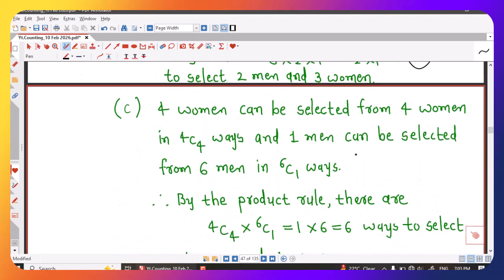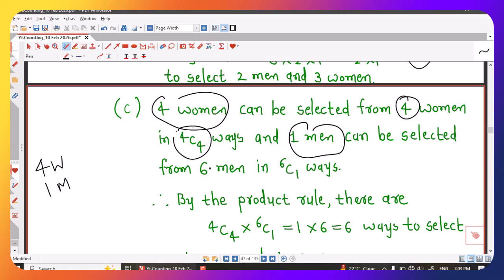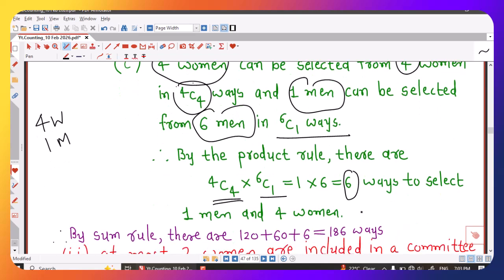In the last case, we have to select 4 women and 1 man. So 4 women can be selected from 4 women in 4C4 ways, and 1 man can be selected from 6 men in 6C1 ways. And by the product rule, there are 6 ways to select 1 man and 4 women.